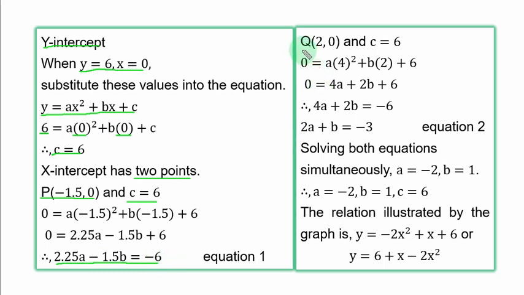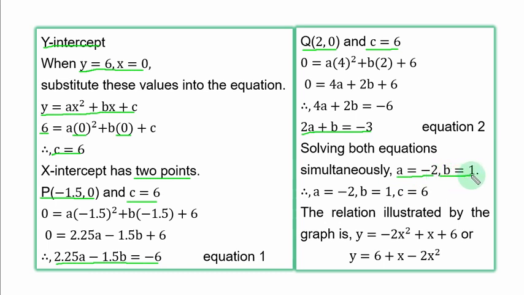Taking coordinate Q, at that point when s is 2, y is equal to 0 and c is already 6. If you put these values into the equation and simplify, you have another equation, that is 2a plus b equal to minus 3. You call this equation 2. Anytime you have two equations with two unknown variables, you have to solve them simultaneously. And when you do that, you have a equal to minus 2, b is equal to 1.